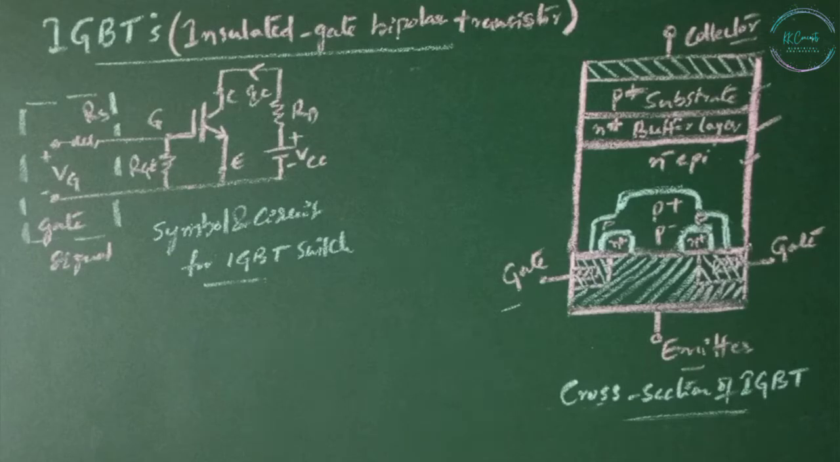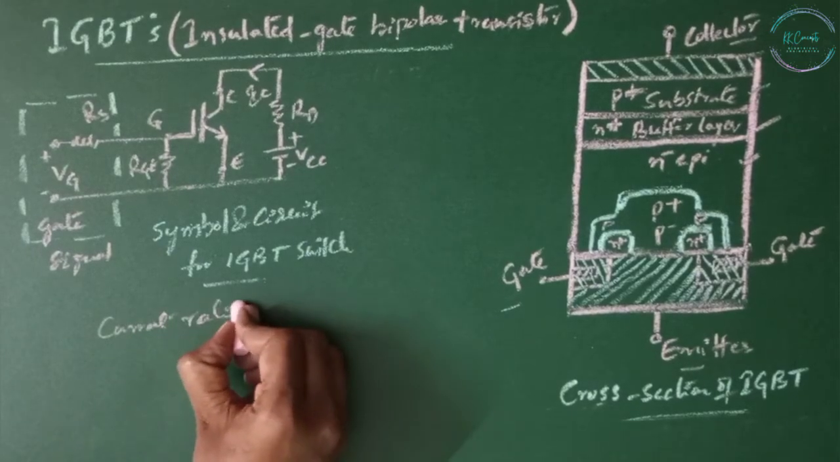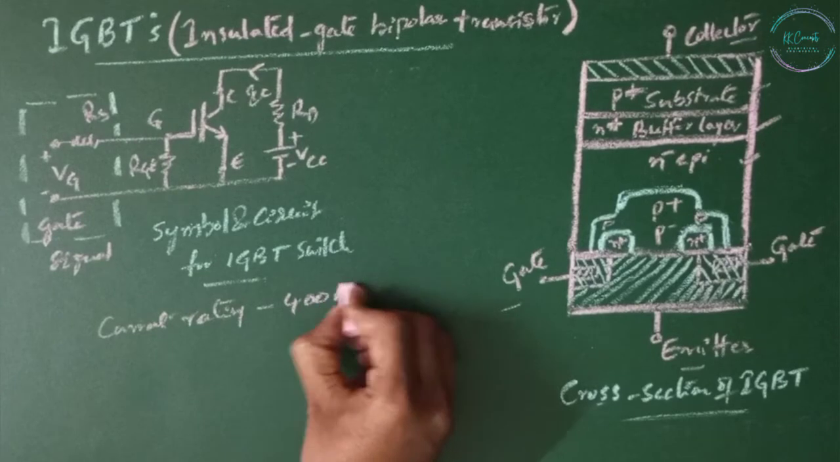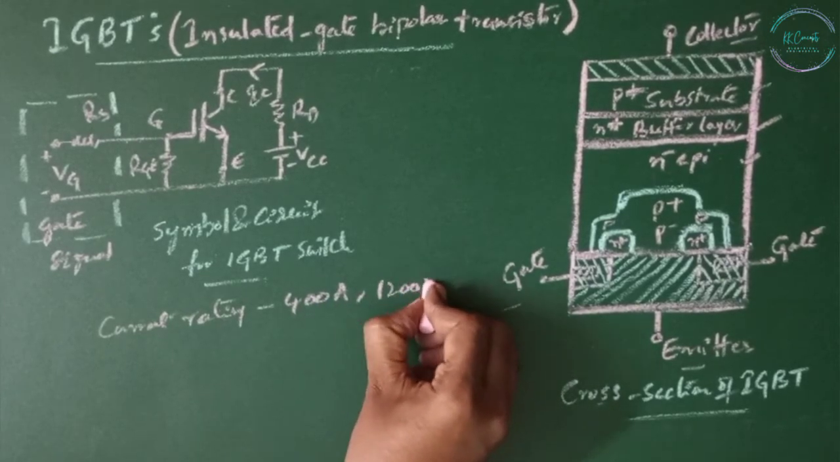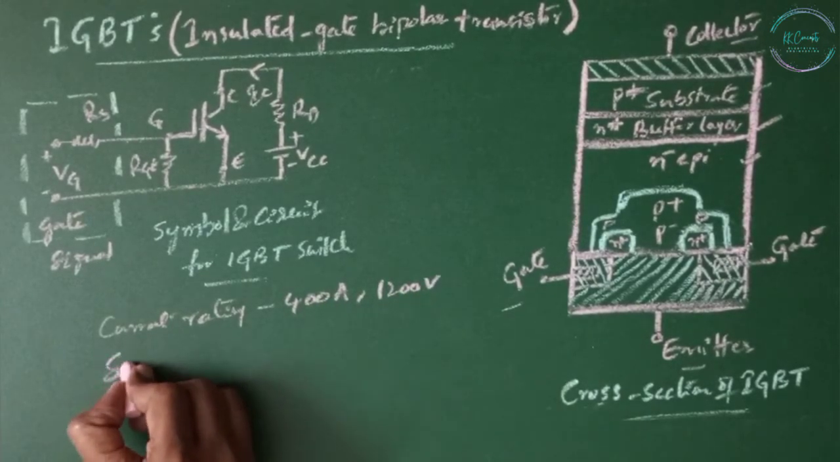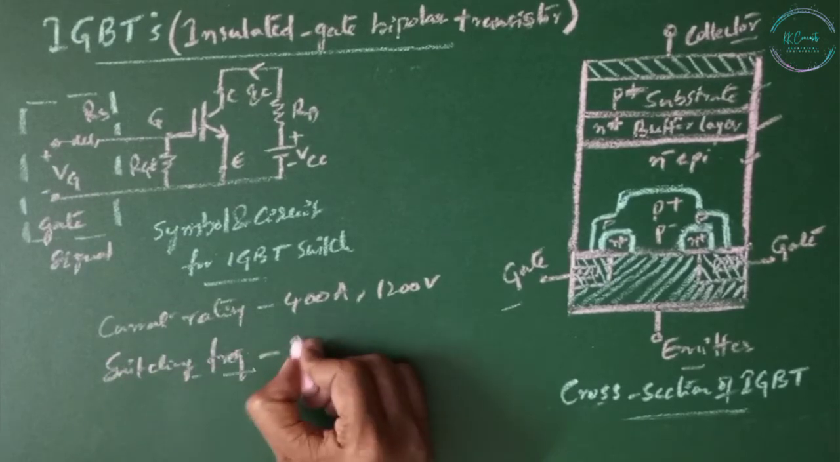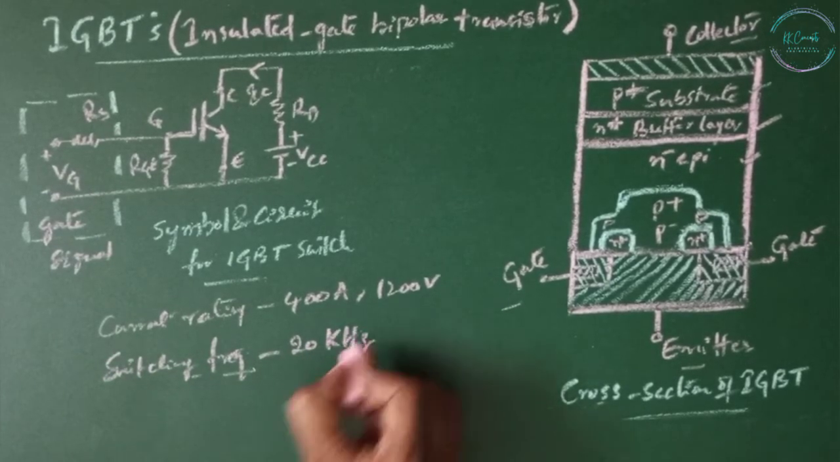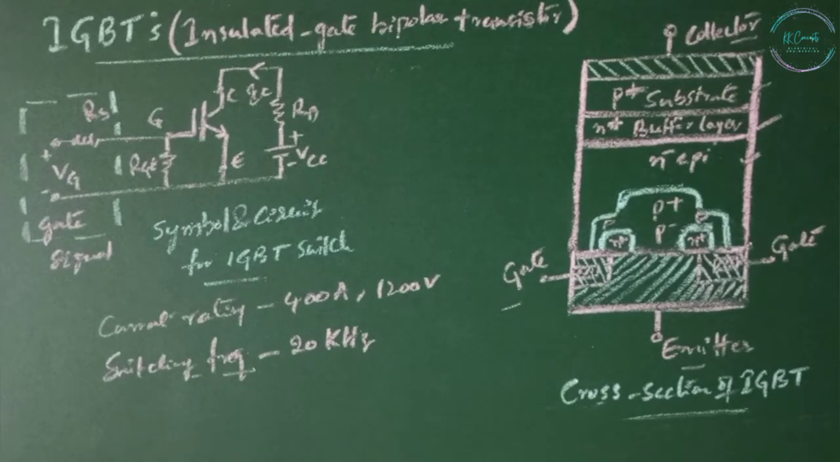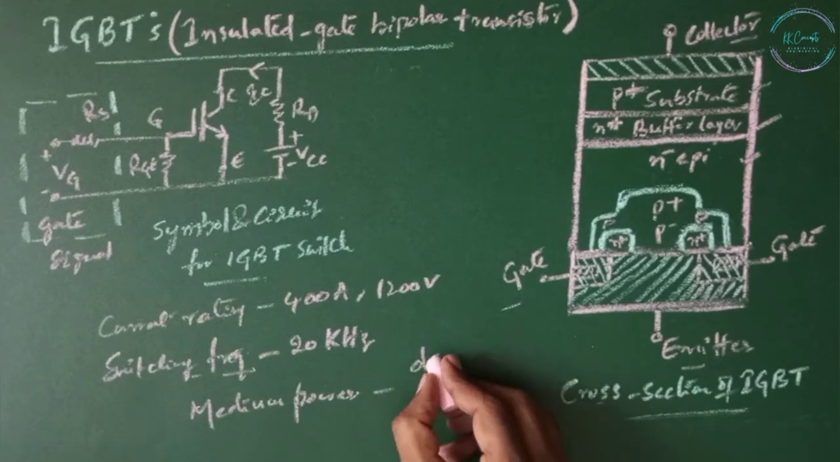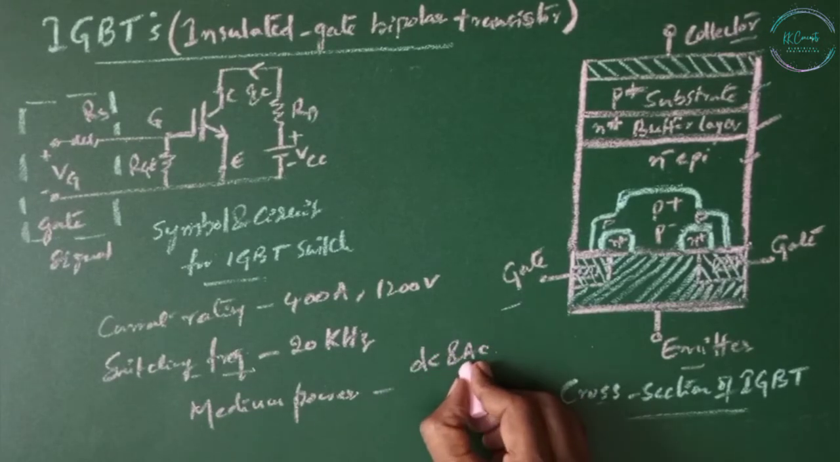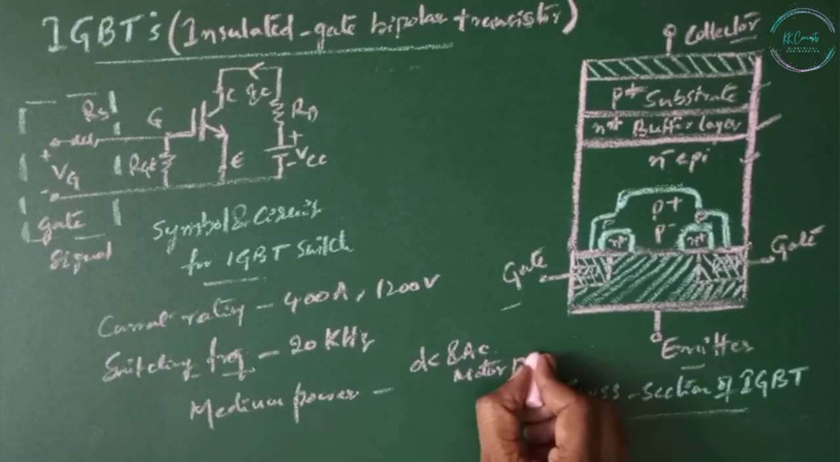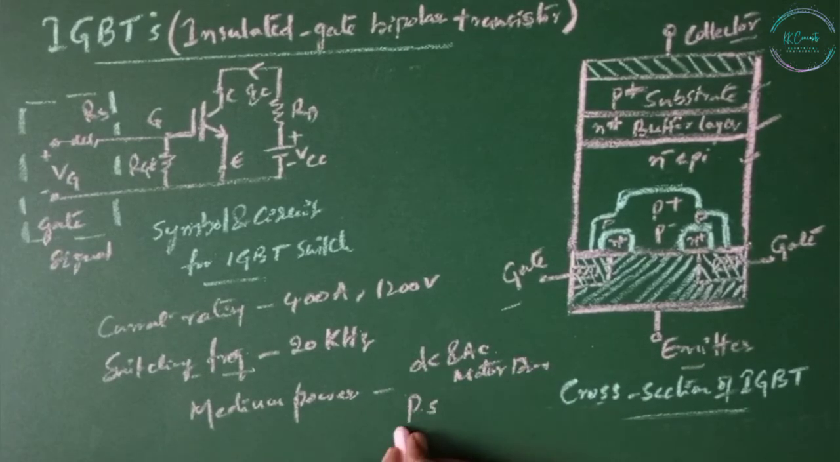The current ratings of IGBT are up to 400 amps and 1200 volts, and switching frequency is 20 kHz. IGBTs are used in the applications of medium power such as DC and AC motor drives, power supply, solid state relays, etc.